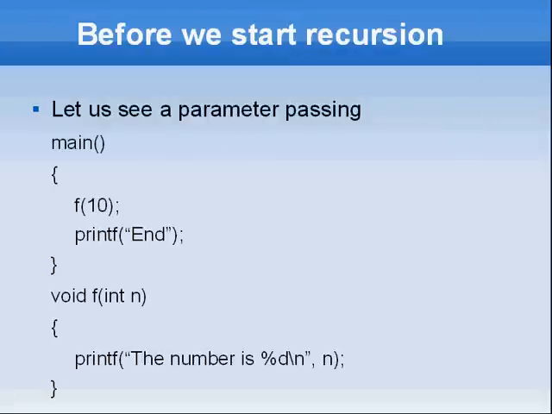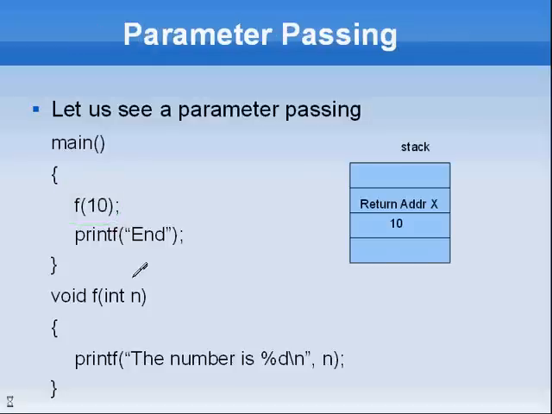Now before we start on recursion, let us see how parameter passing occurs in C. For example, in this particular case, a function f is being called with an integer parameter 10. The way it occurs is, when it calls function f, it puts the parameter value 10 in the stack and also puts the return address in the stack, so that when the function completes, when it prints this particular string, it will actually return back to the return address.